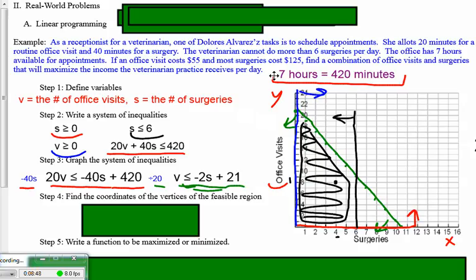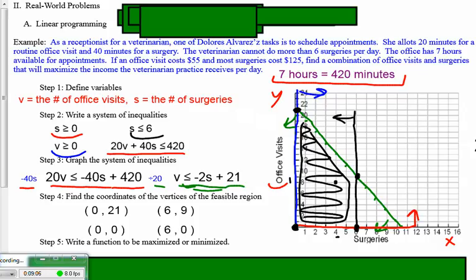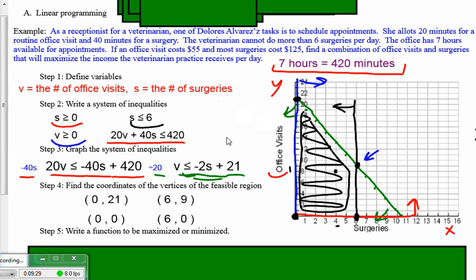So now that we've graphed everything, we need to find the coordinates of our feasible region. So the coordinates, again, are just the corners. So we'd have one here, one here, one here, and one here. As we look at those and try to name them off, that top left one is at 0, 21. The bottom left one is at 0, 0, right at the origin. Again, it is possible that the doctor doesn't want to do anything that day, so he does no visits and no surgeries. This top right corner piece right here, that's at 6, 9, and then the bottom right one is at 6, 0. So those are our coordinates, or our vertices, for our feasible region.